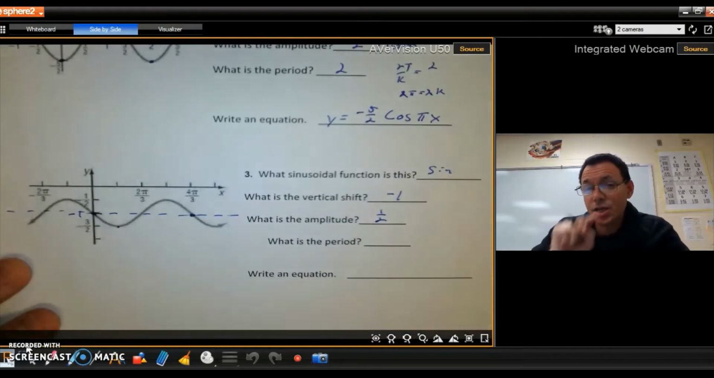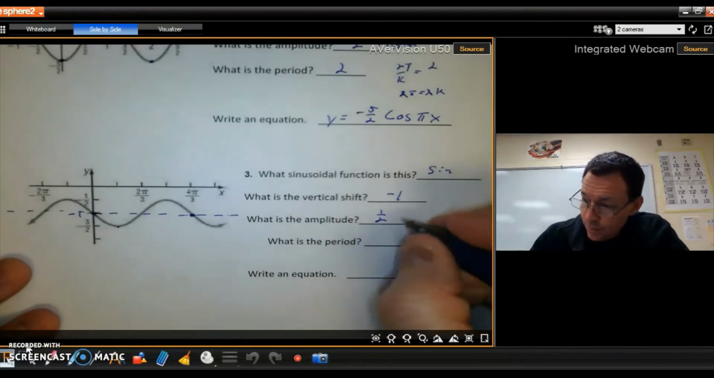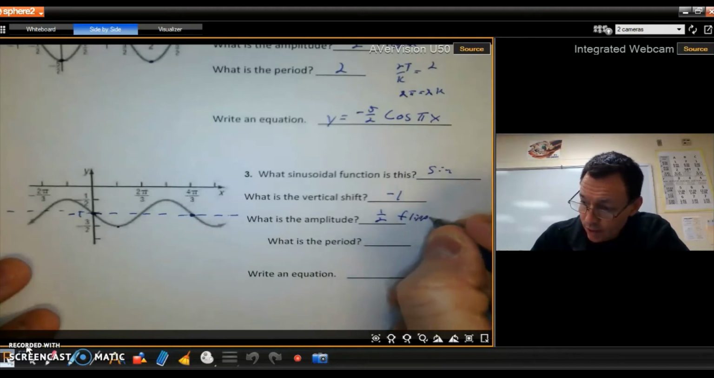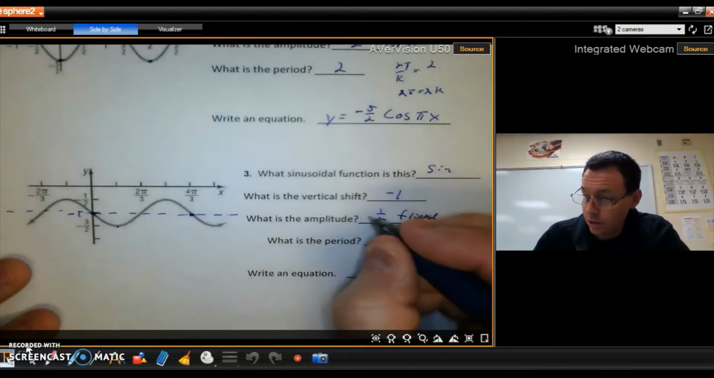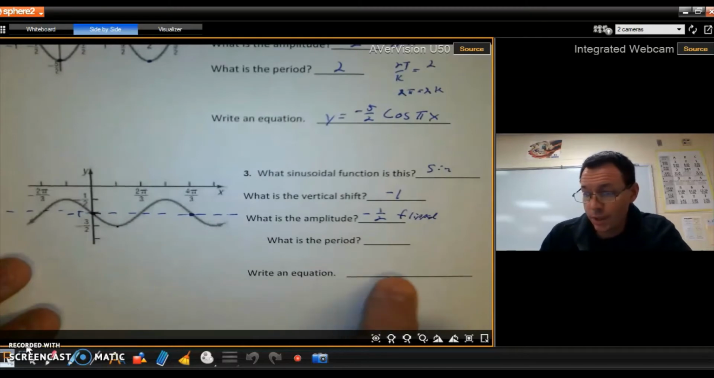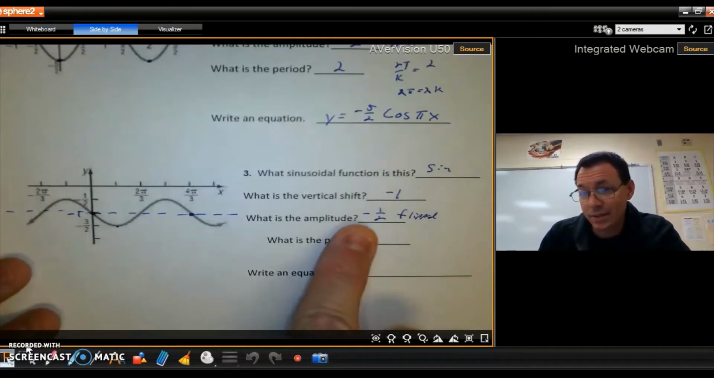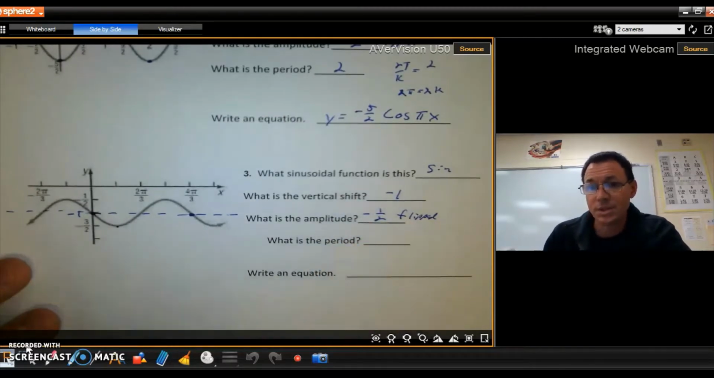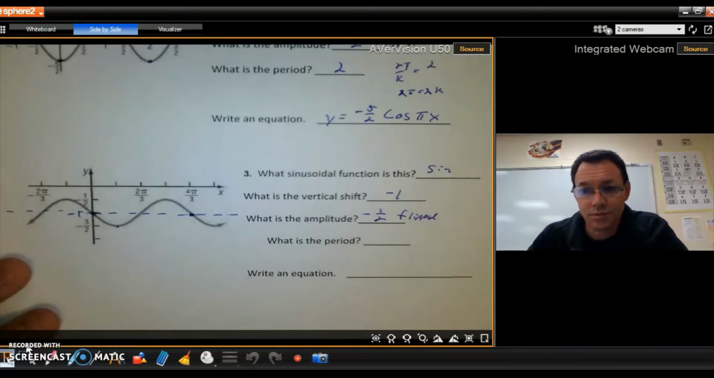Again, this goes down first. So this normal sine graph has been flipped upside down. So it is going to have a negative when we go to write the equation. So if you want to write it there, that's fine, but still understand that the amplitude is a positive value, but this one's been flipped.